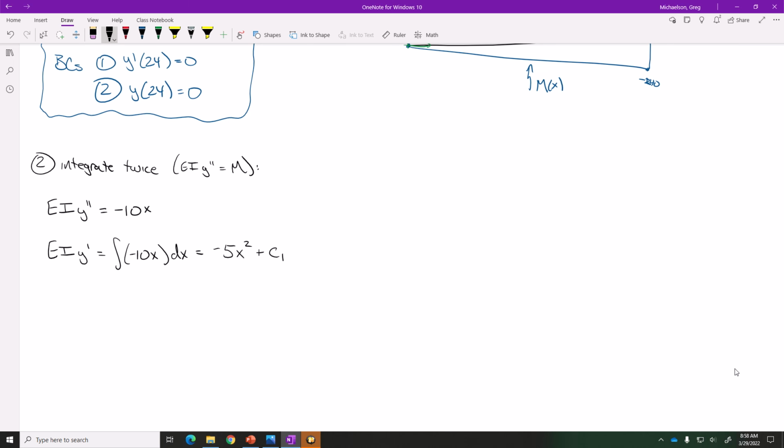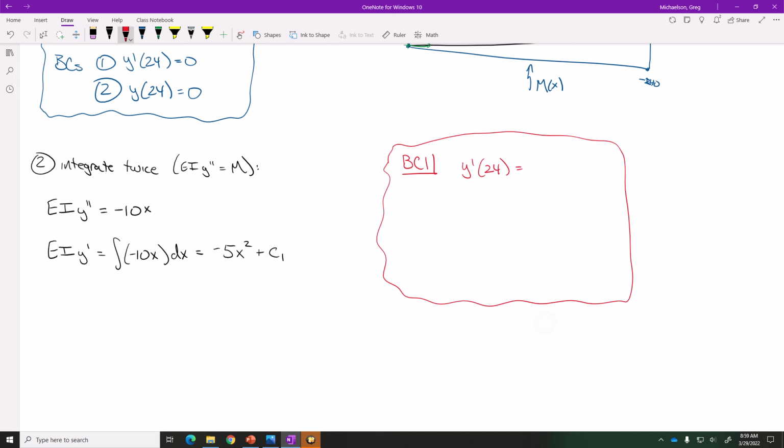We couldn't do that before with boundary conditions that only related to the function. But because we're dealing with boundary conditions that relate to y prime, we can go ahead and solve for c1 right now, okay? So let's go ahead and apply boundary condition 1. So y prime of 24 is 0.